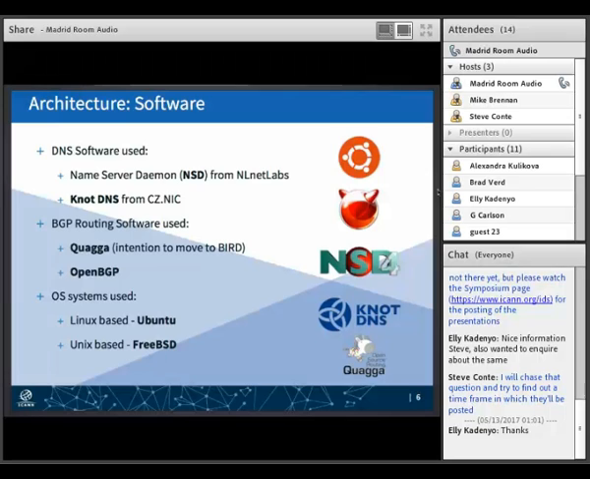And in terms of operating system, we're using Ubuntu and FreeBSD. Our goal is to have a distribution of 50-50 between Ubuntu and FreeBSD, but nowadays we are mostly Ubuntu. I would say around 70-30. But we would like to have 50-50 sometime from now.